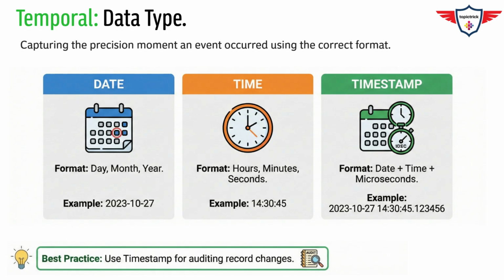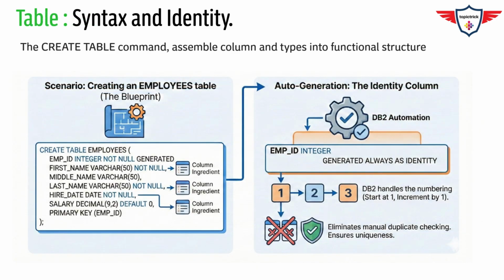Now that we know our ingredients, our data types, let's cook. Let's look at the create table syntax. The basic command is straightforward. Create table, followed by the schema and table name. Then inside parentheses, you list your columns. Let's imagine we're building a table to store employee data. We might call it employees.